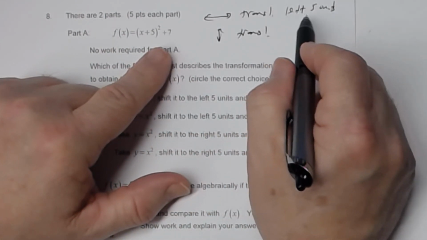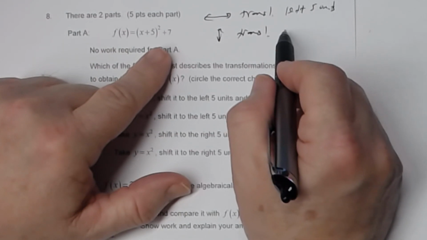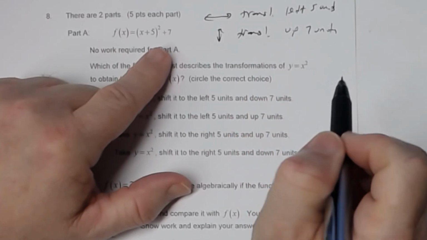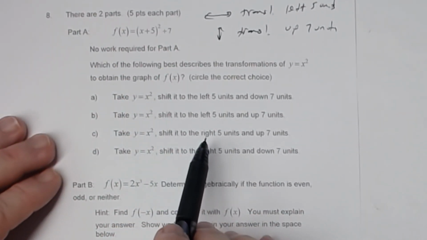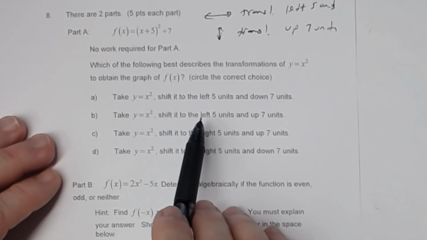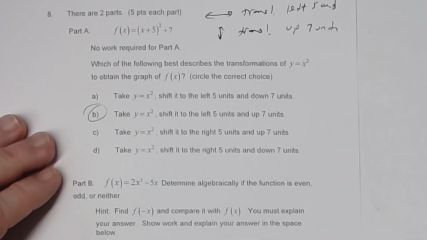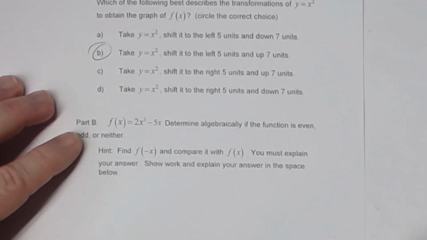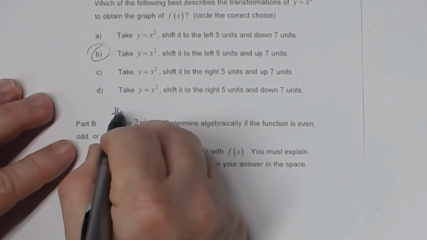So then once you take x squared and you shift to the left 5 units, then you're going to shift it up 7 units. And so the one that's going to work here will be, I think it's, let's see, left 5 units and up 7 units. So that's B.